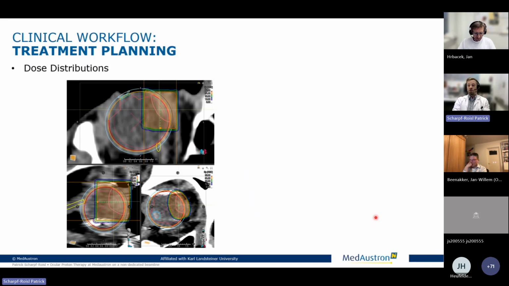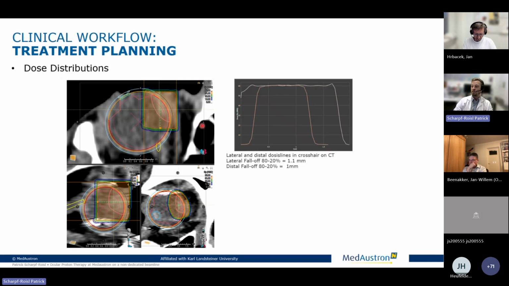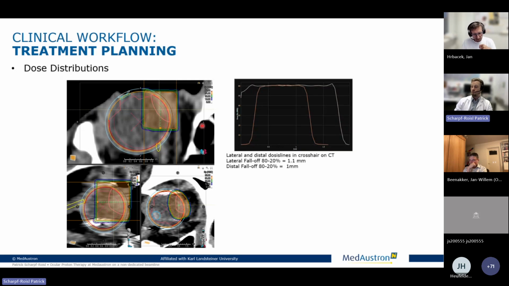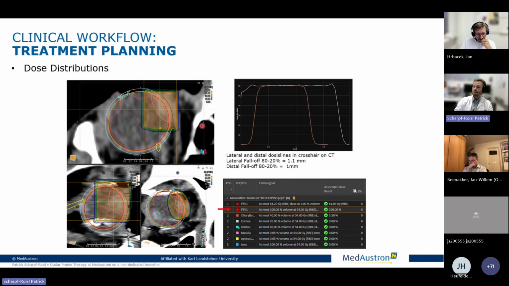We can see here what a typical dose distribution for a rather anterior tumor looks like. We can see that we nicely rotated the anterior optical structures out of the treatment field. Distally, we have the 2.5 millimeter extension beyond the target to cover the target. We can see the very sharp lateral and distal penumbra here with a fall off of roughly 1 millimeter. Of course, helping here is the very shallow location of the target. And we can see we have full PTV coverage while zero dose is delivered to anterior structures because they're rotated out of the field, or distal structures like the optic disc or the macula.